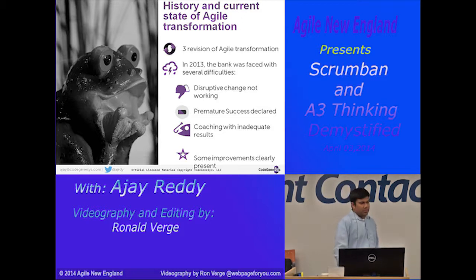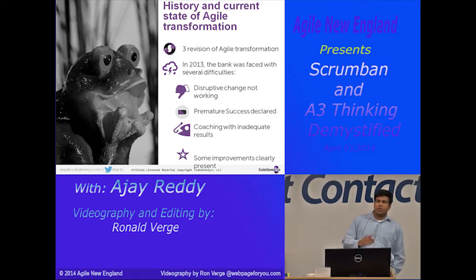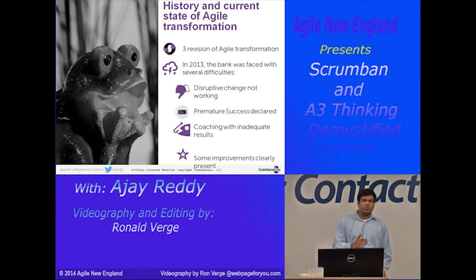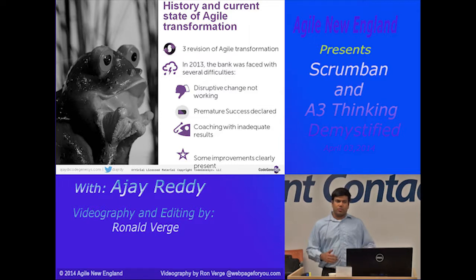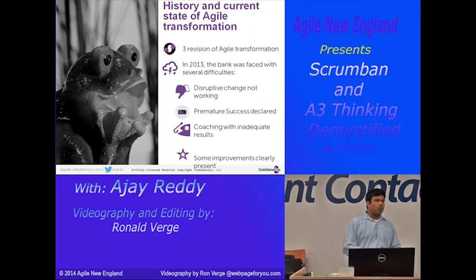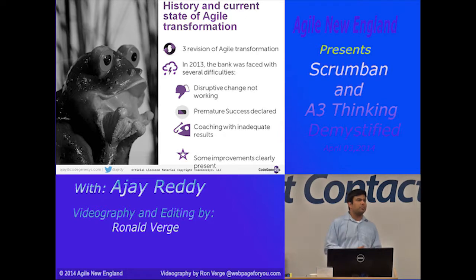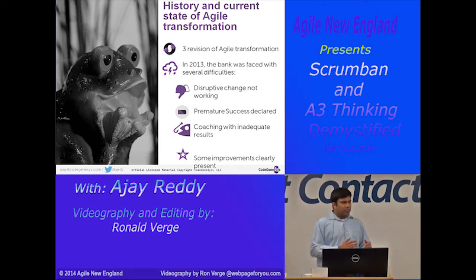In 2013, there were some very specific difficulties they faced. For them, disruptive change was not working. When teams were made to adopt Scrum, they were resisting it because of the way they were doing things before, either because of the type of work they did, or because of organizational impediments, or a plethora of reasons. For them, disruptive change, this is what you were doing, and now this is what you're going to do, was just not working. And in a lot of cases, premature success was declared. From coaching, there were clearly some benefits present, but they were not happy with it.